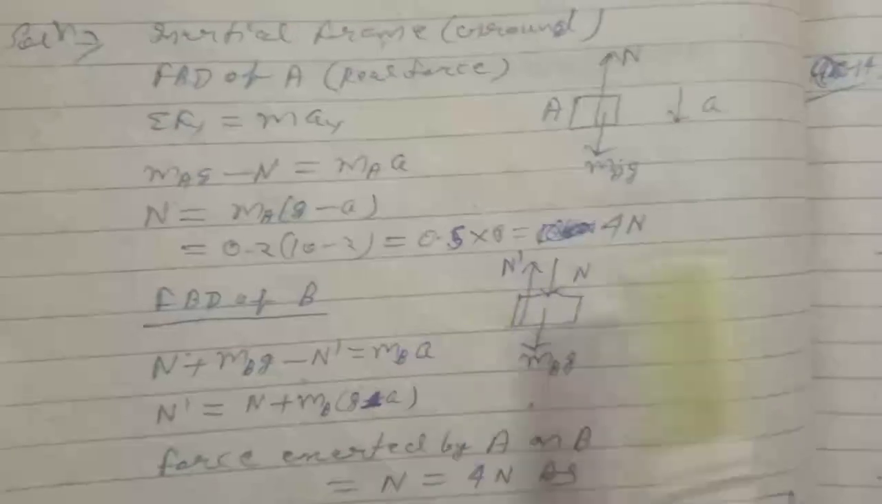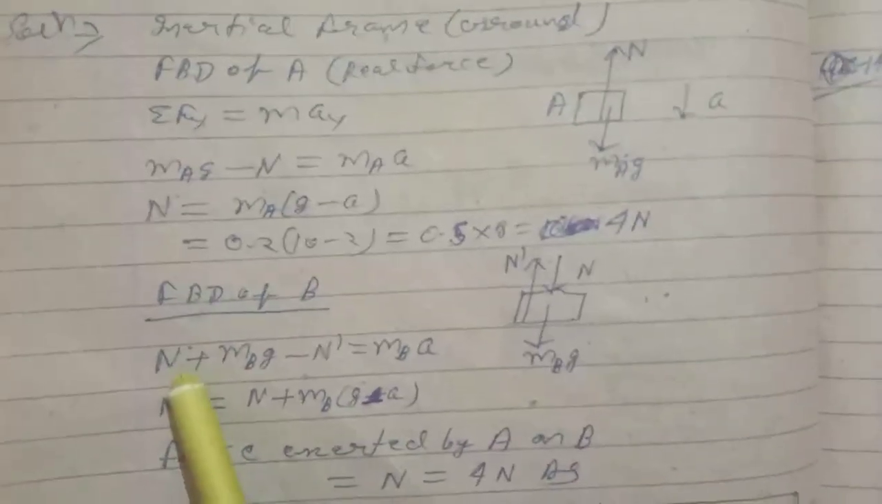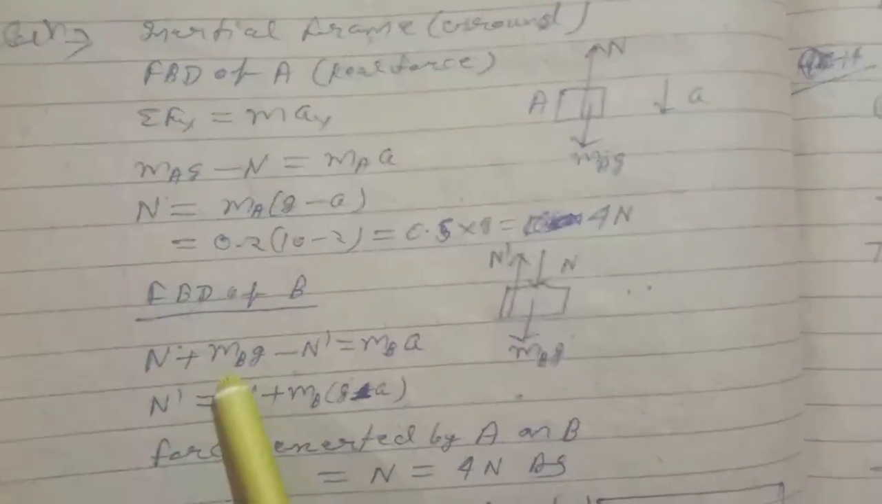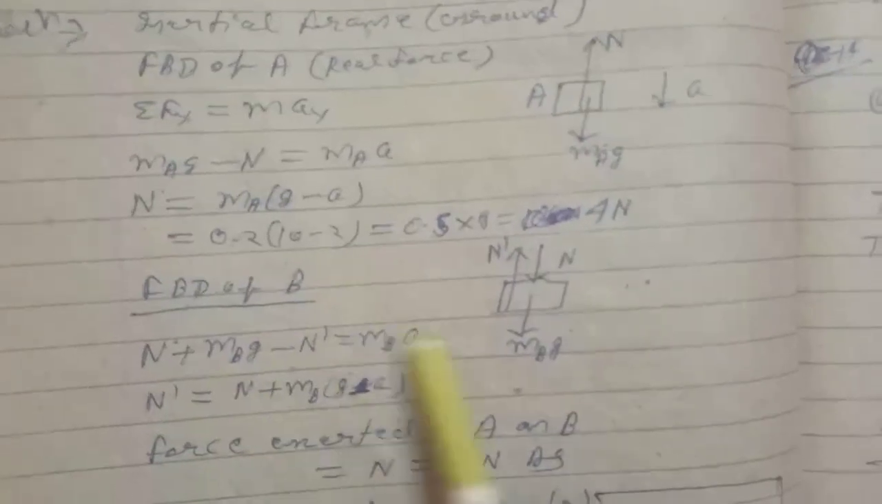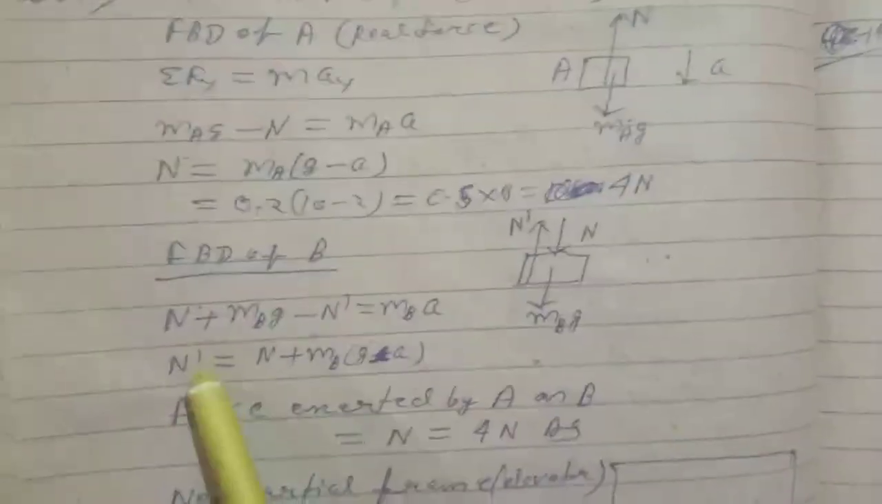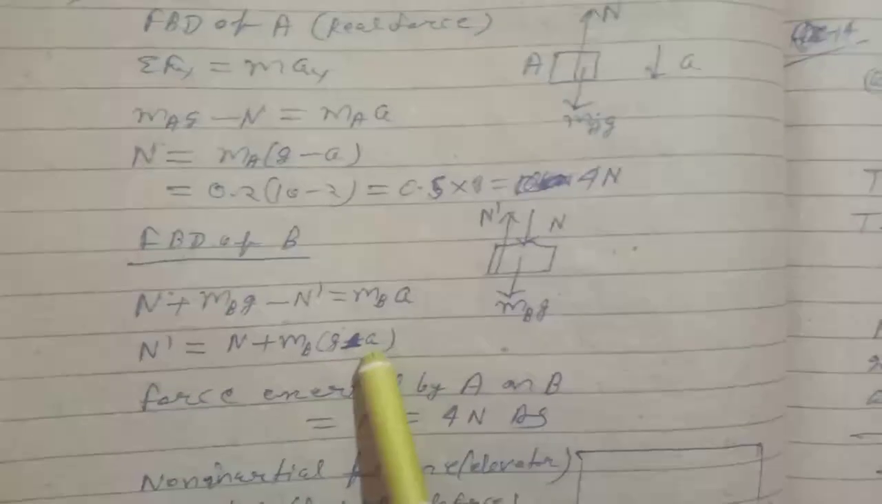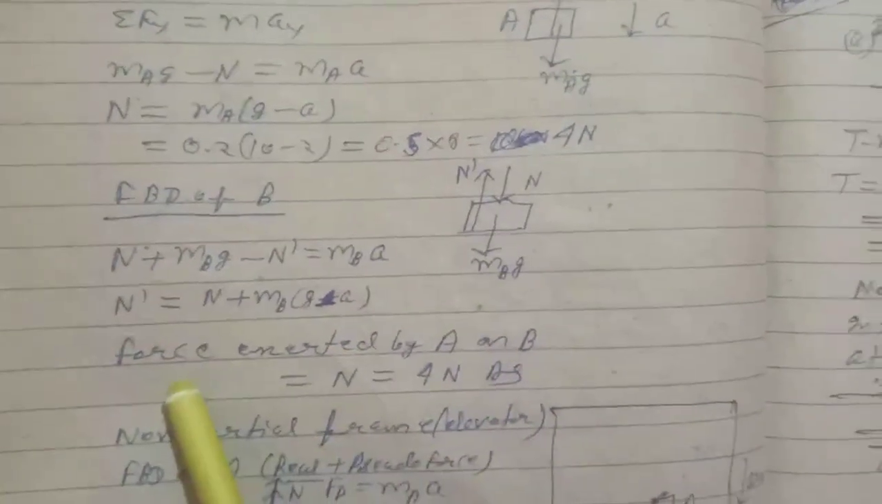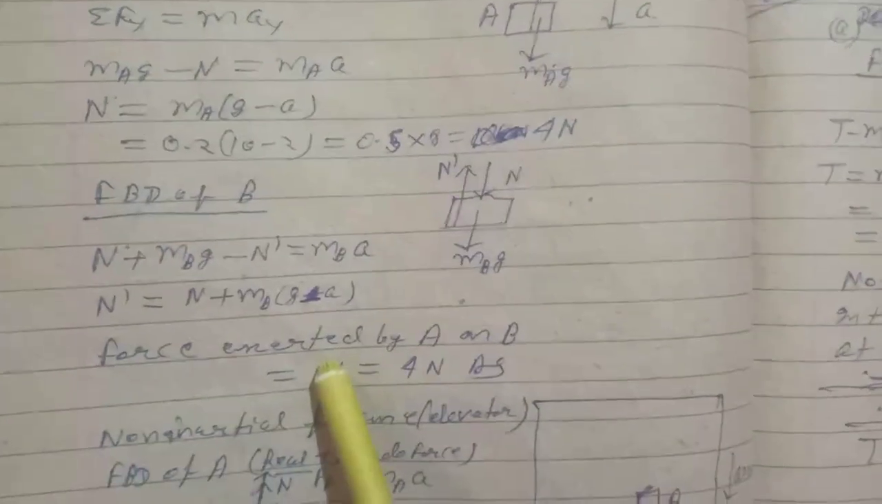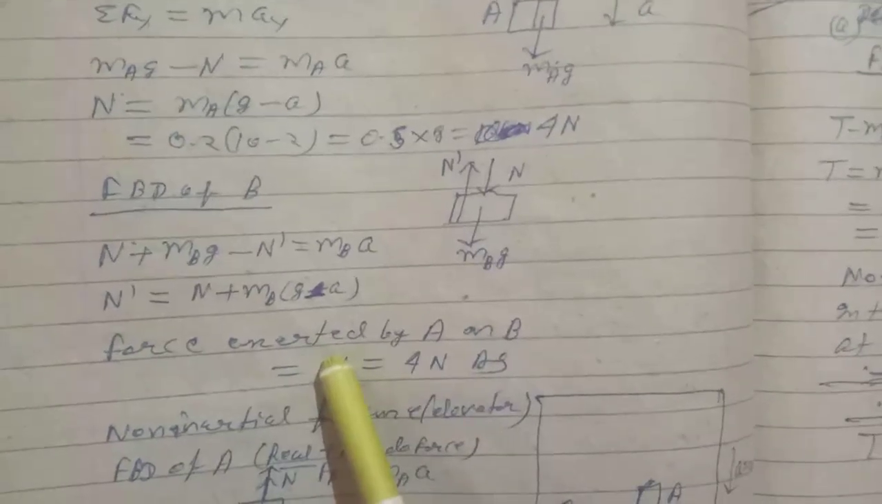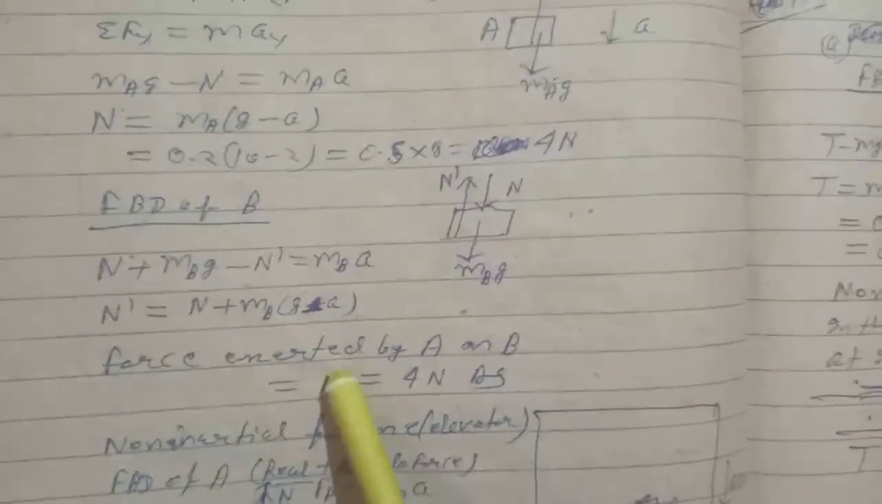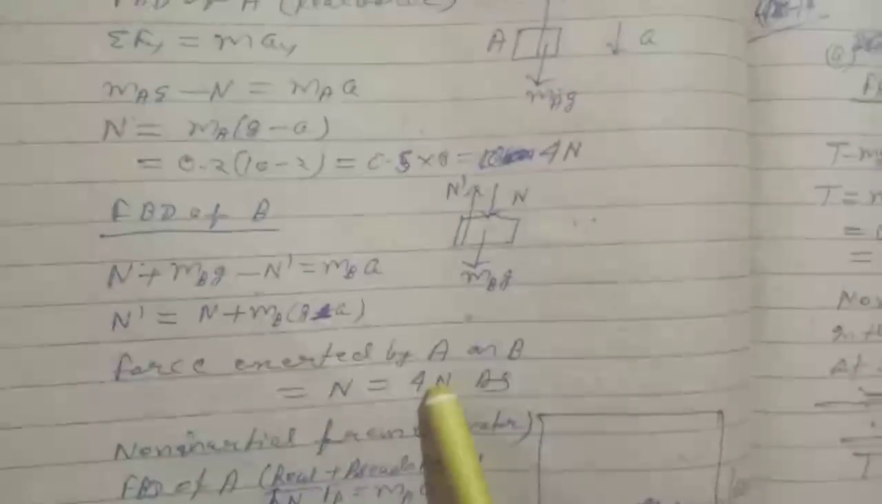Now we can write the equation of motion. The FBD of B is shown, so we can write N plus mB into g minus N dash equals mB into a, or this implies N dash equals N plus mB into (g minus a). So the force exerted by A on B, N, equals 4 Newton.